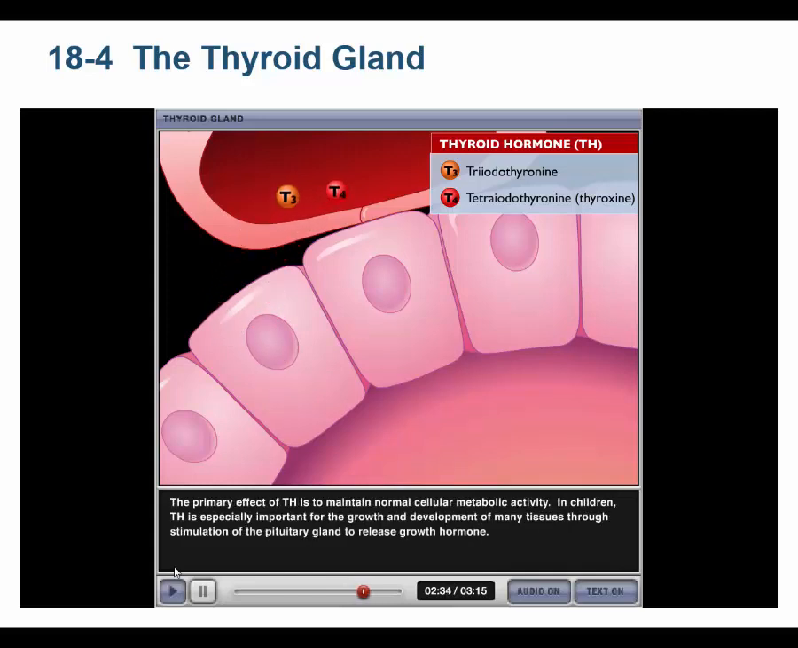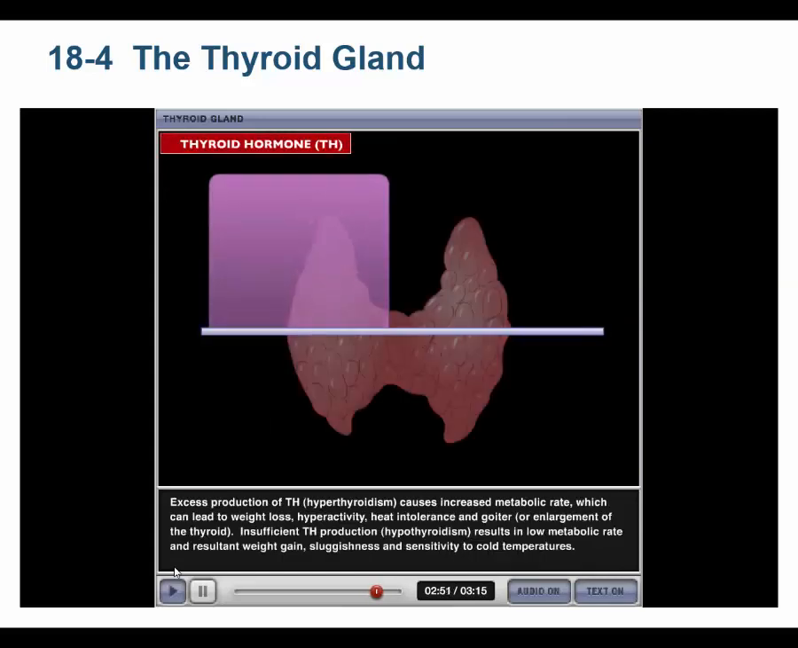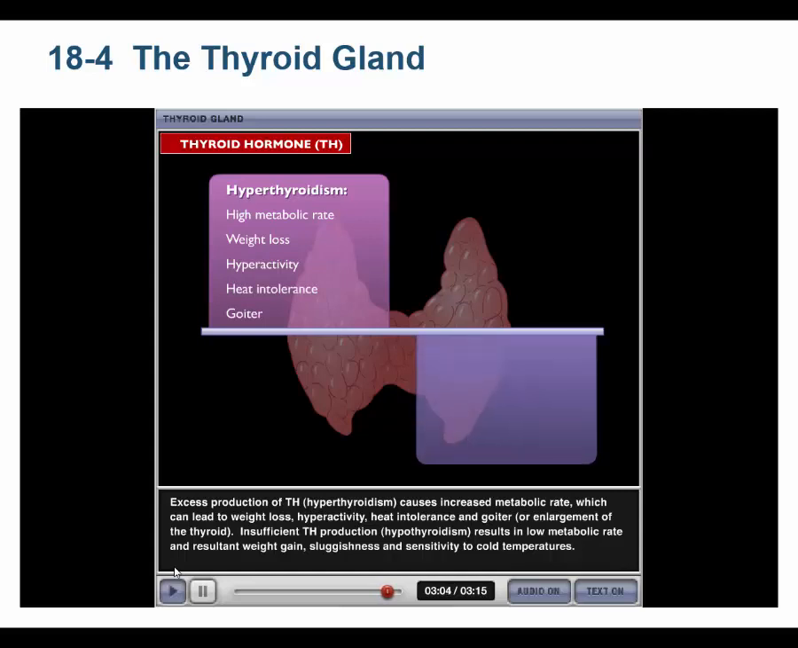The primary effect of TH is to maintain normal cellular metabolic activity. In children, TH is especially important for the growth and development of many tissues through stimulation of the pituitary gland to release growth hormone. Excess production of TH, hyperthyroidism, causes increased metabolic rate, which can lead to weight loss, hyperactivity, heat intolerance, and goiter, or enlargement of the thyroid. Insufficient TH production, hypothyroidism, results in low metabolic rate and resultant weight gain, sluggishness, and sensitivity to cold temperatures.